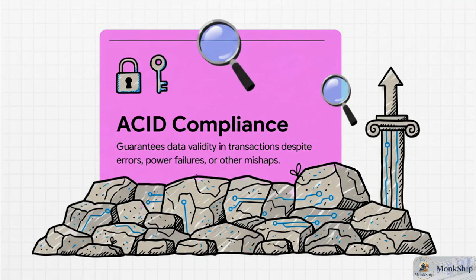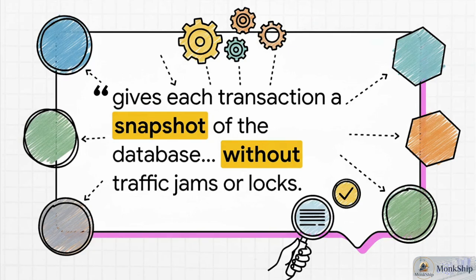First things first, let's talk about the foundation. PostgreSQL is fully ACID compliant. Now, that's a fancy term, but it's basically the gold standard for databases. It guarantees that your transactions are solid and your data stays correct, even if the power goes out or something else goes wrong. It's the absolute bedrock of trust. You gotta have it. But here's where things get really, really clever.